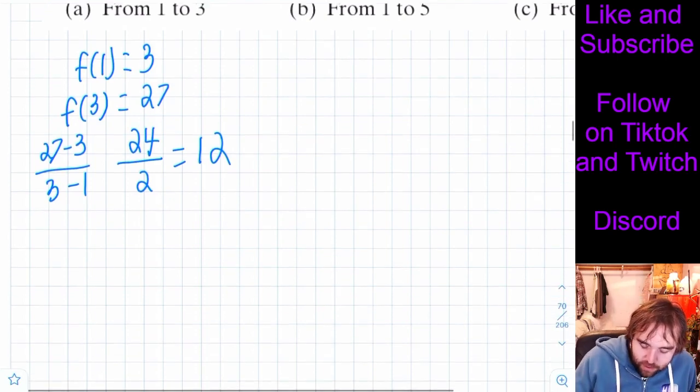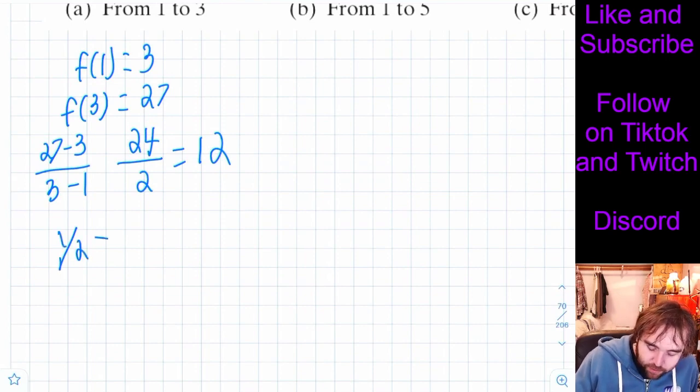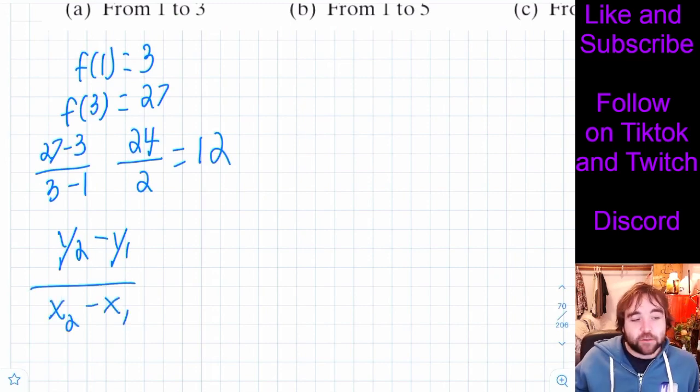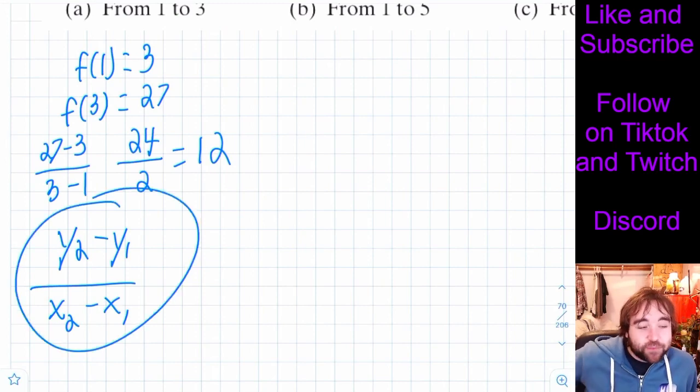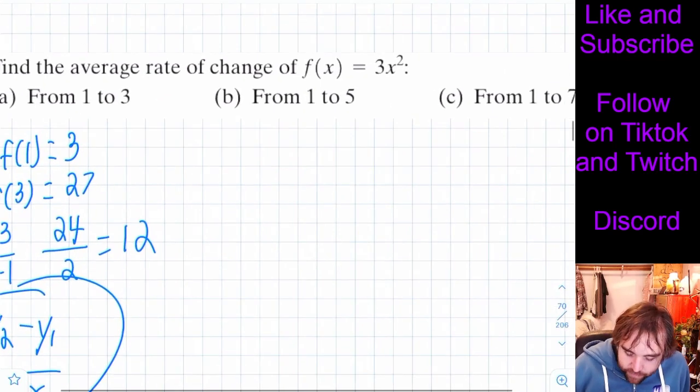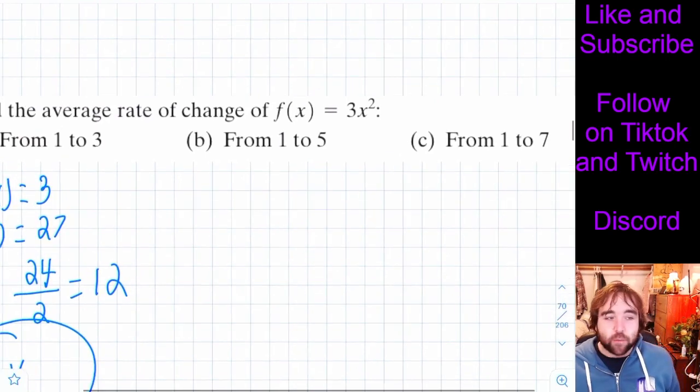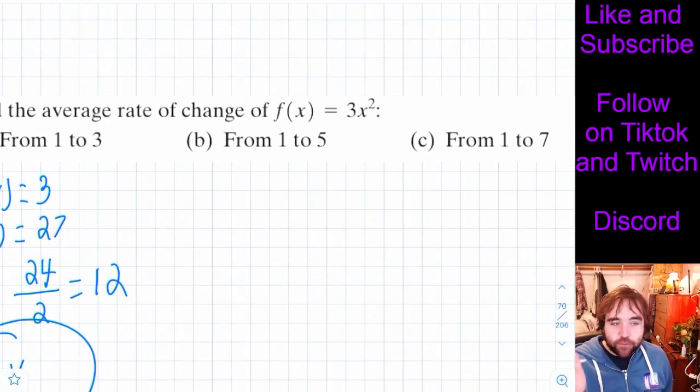So we could write that even more to say it's the change in the y values, the difference in the y values, over the difference in time. Or in this case, time is x. And look at that. That's pretty familiar, right? That's the slope formula. Because average rate of change is just the slope. Slope is rate of change, right? It's just for a line normally.